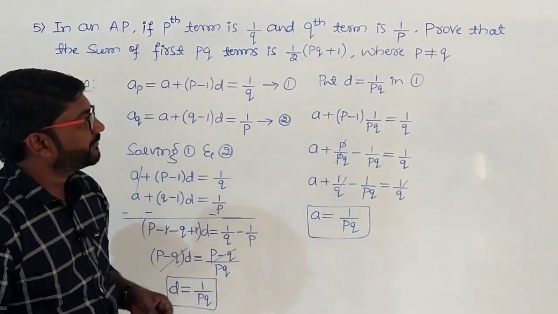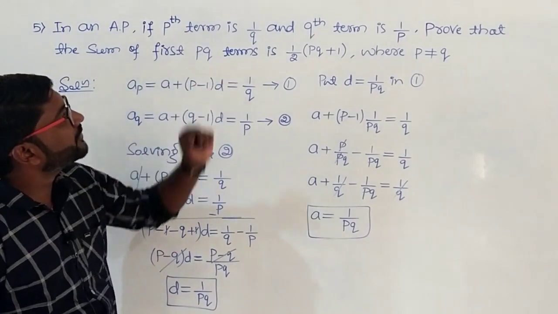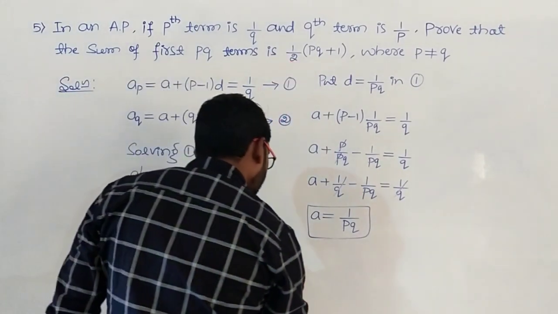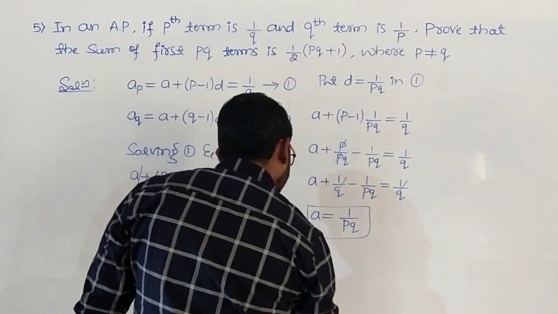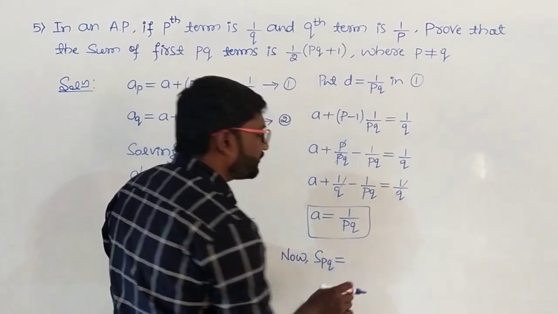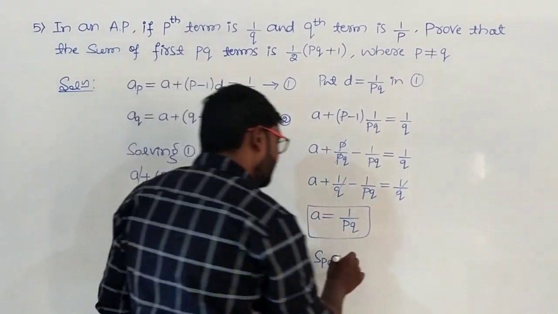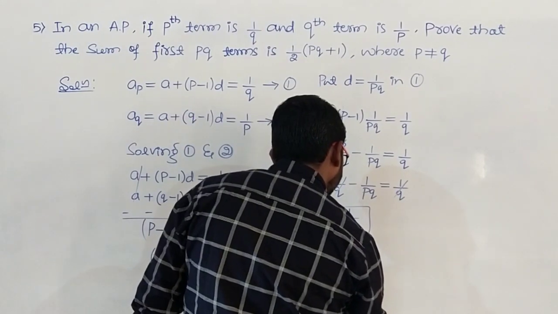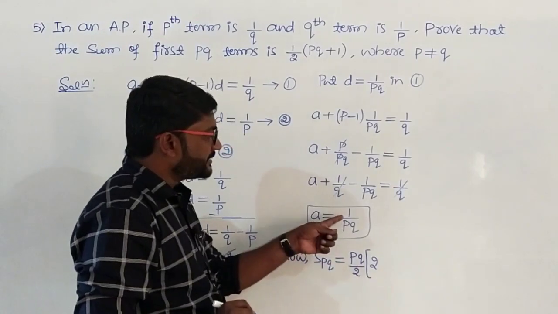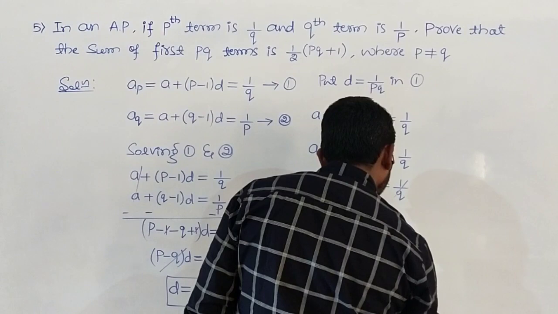Next we will have to go for SPQ. See here, prove that the sum of first PQ terms is 1 by 2 into PQ plus 1. So here now SPQ which is equals to, what is the Sn formula? n by 2, 2a plus n minus 1 into D. So here n is nothing but PQ. So we should write PQ by 2. This is n by 2. Then 2a is going to be 2 by PQ.